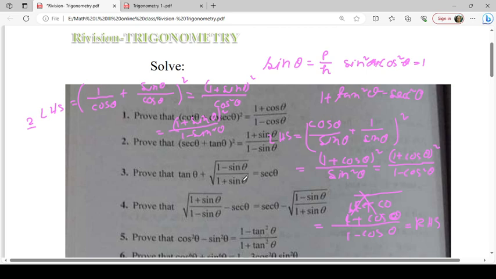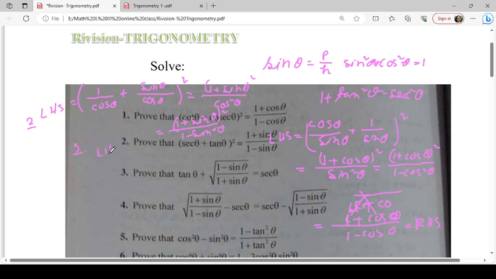We are to prove that it is tan theta plus sec theta, or you may write 1 minus sin theta by 1 plus sin theta. Same procedure, it is sec theta plus tan theta whole square. If we take tan theta to the right hand side, then we will have sec theta minus tan theta, and if we square, then the numerator is 1 minus sin theta, 1 plus sin theta. So we can write it as, say, left hand side number 3.